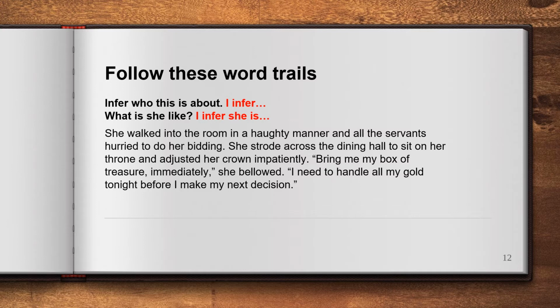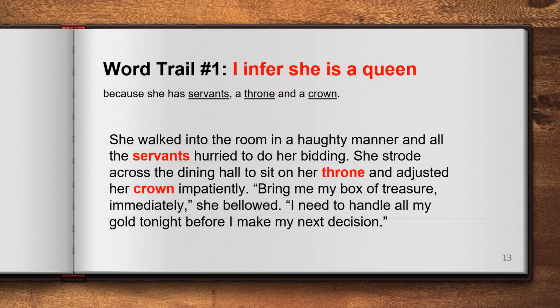So we've actually got two word trails here. One word trail tells us who this is about, and the second word trail tells us what kind of character she is. So word trail number 1, I infer that she's a queen. And the word trail was servants, throne, and crown. They were my clues.